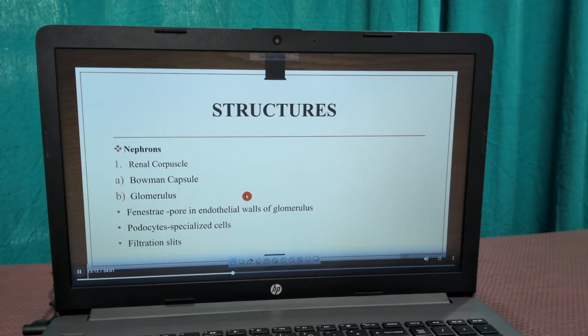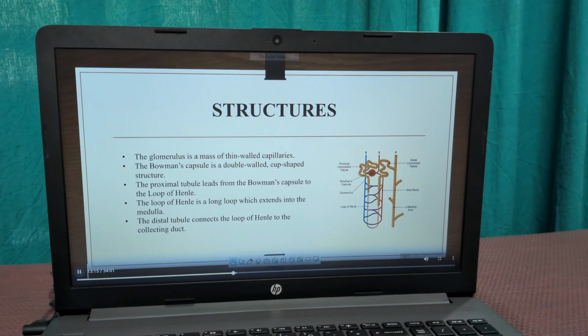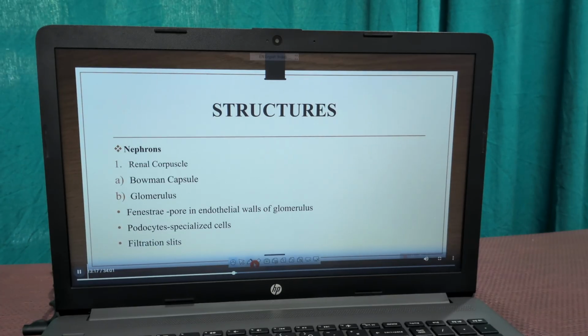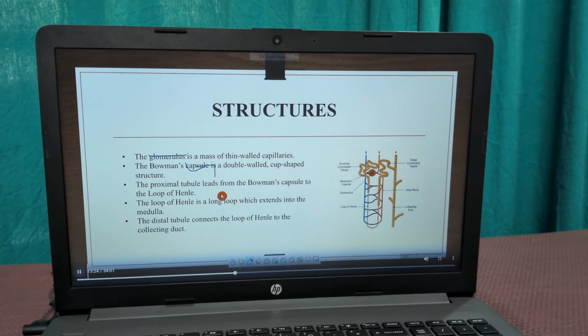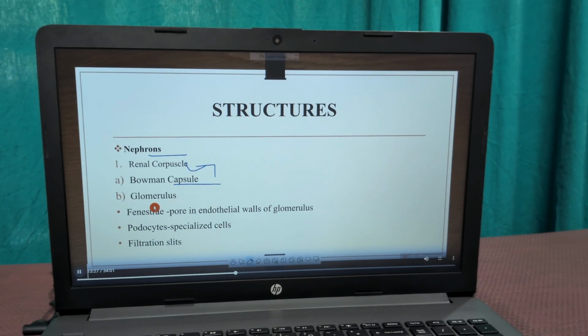It encloses a cluster of microscopic blood vessels, capillaries called the glomerulus. So here you can see the nephron structure is subdivided into two main parts. First one is the renal corpuscle, which includes Bowman's capsule and the glomerulus. Bowman's capsule is a renal corpuscular capsule, a cup-shaped structure which encloses microscopic blood vessels, capillaries, which is called the glomerulus.